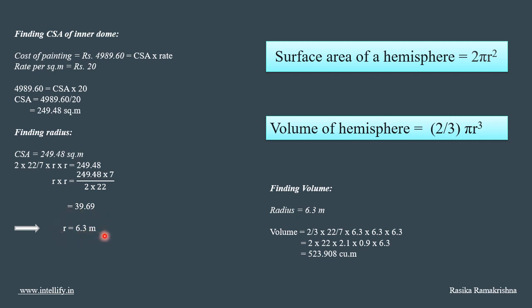Now that you have the radius, you can go ahead and compute the volume. Radius is equal to 6.3 meters, and you know that the volume of a hemisphere is given by 2/3 pi r cube. So volume is equal to 2/3 into 22/7 into 6.3 cube. You can cancel out the necessary terms and you will be left with 523.908 cubic meters. So this is the volume of air inside the hemisphere.